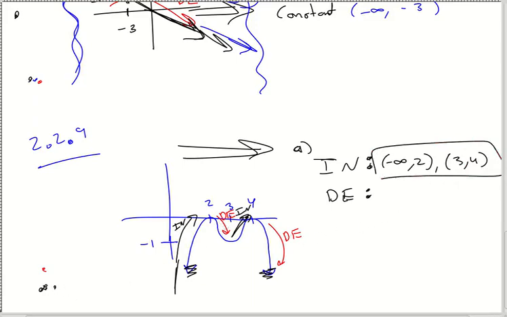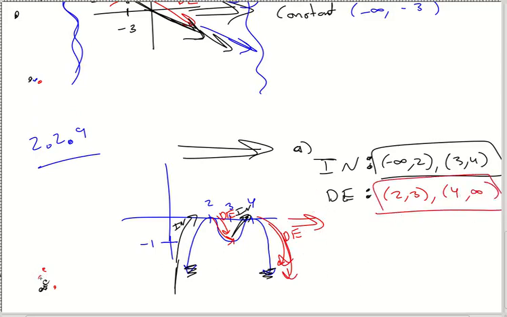Decreasing, use the red again. Notice that I'm going from 2 to 3. From 2 to 3. And then from 4 onwards. Now, I know that we're going down. Again, though, I don't care. I'm going to say I'm going to the right side of the page. I'm going to a positive infinity. And there you go. All right.